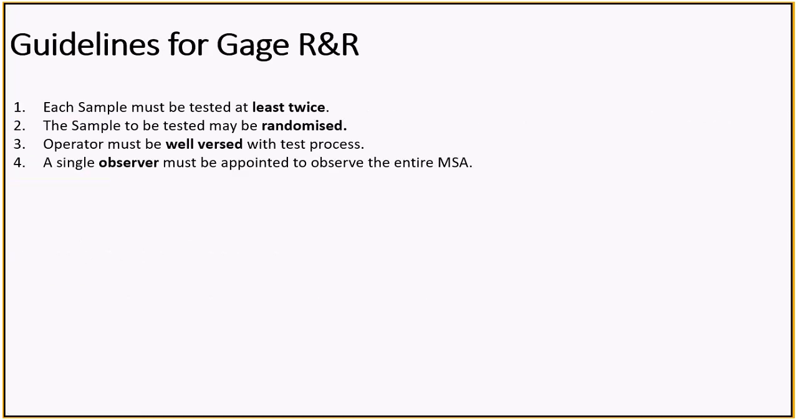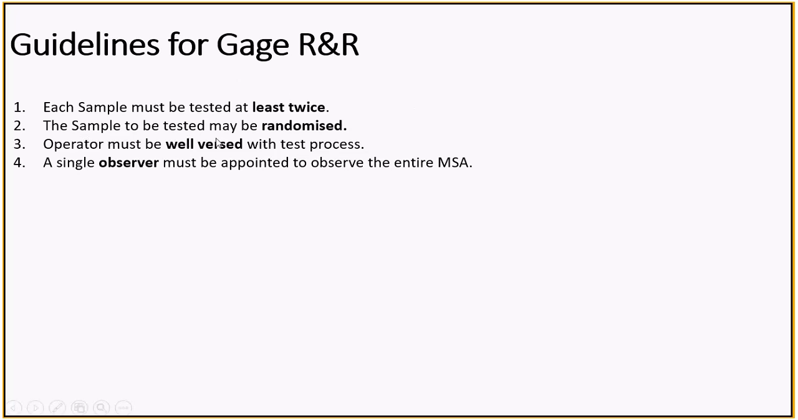So there are some guidelines. Whenever you are going to plan the MSA in your company or in your site or in your factory or in your offices, okay, you have to understand these guidelines very importantly. So first is at least twice. You have to test a sample or a part at least twice. You can have more than two times, three times, four times, but at least two times it should be.